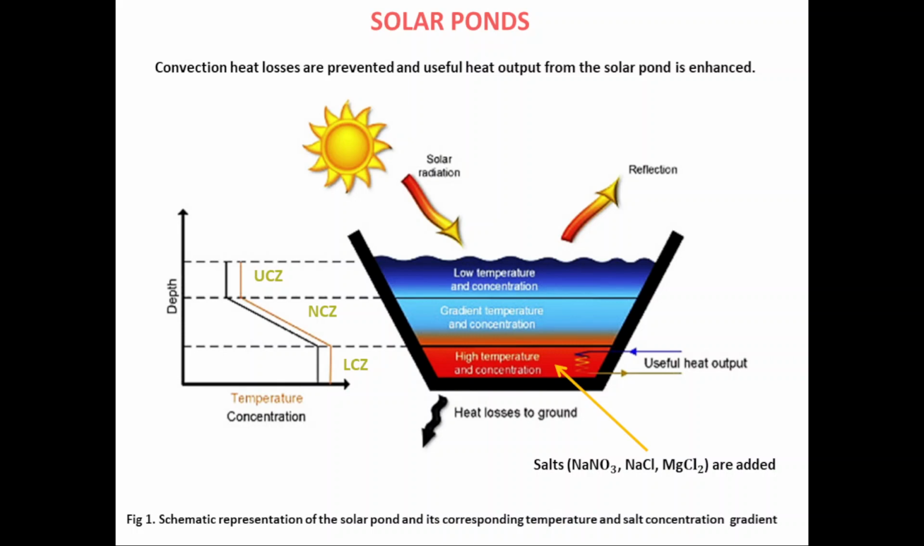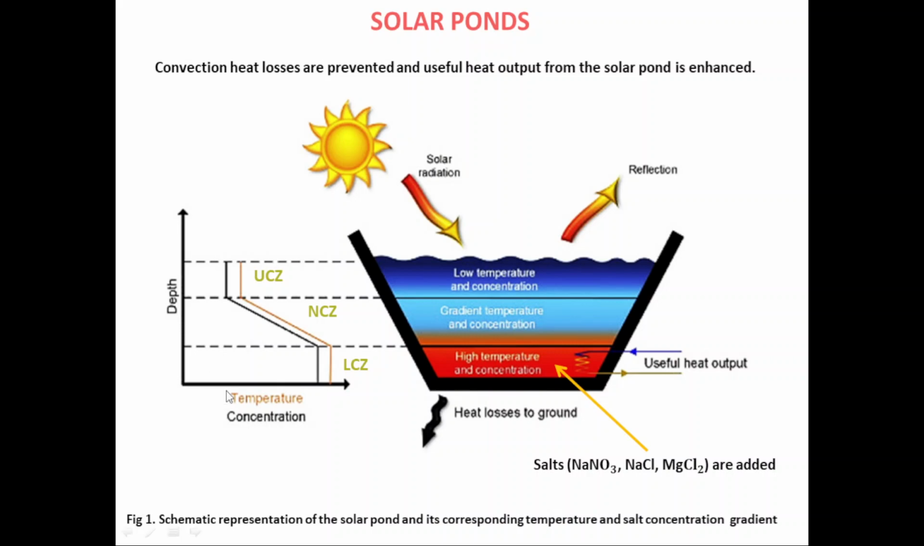So how to prevent this heating up of the system, heating up of the bottom portion of your system? For that particular reason, the solar pond concept was actually introduced. Here, the main motive of this solar pond is that convection heat losses should be prevented and the useful heat output from your solar pond should be enhanced. So one of the ways to do that is by adding salts.